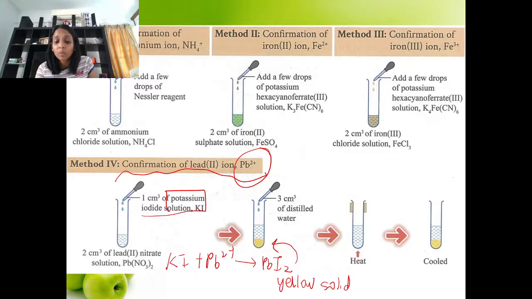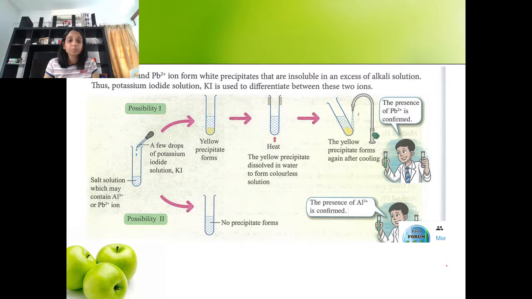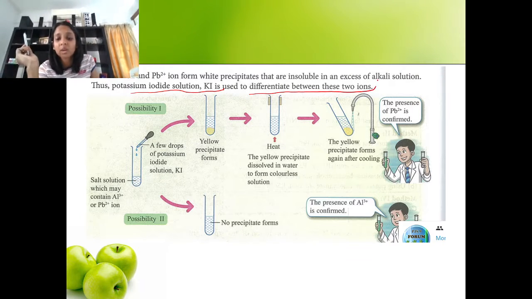And then, when I heat it up, it becomes colorless. When I cool it again, it becomes yellow. Aluminium and lead will both form a white precipitate, but I can only use potassium iodide to differentiate these two ions. So teacher showed you today how they can ask you in exam questions, and how lead is very special.